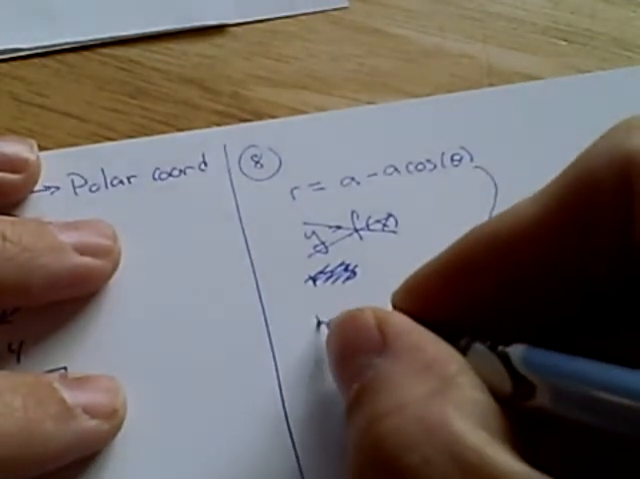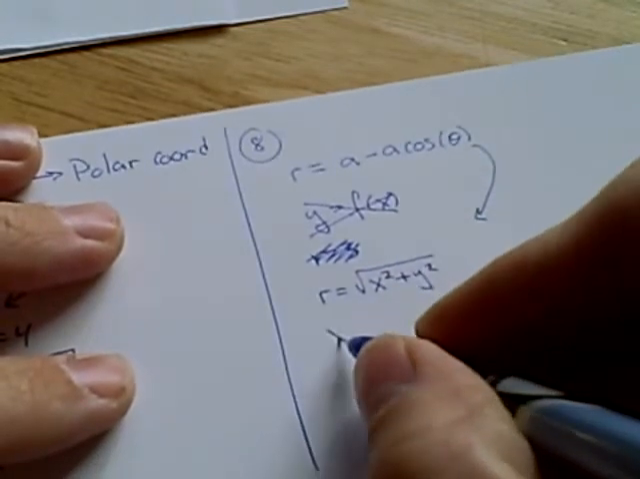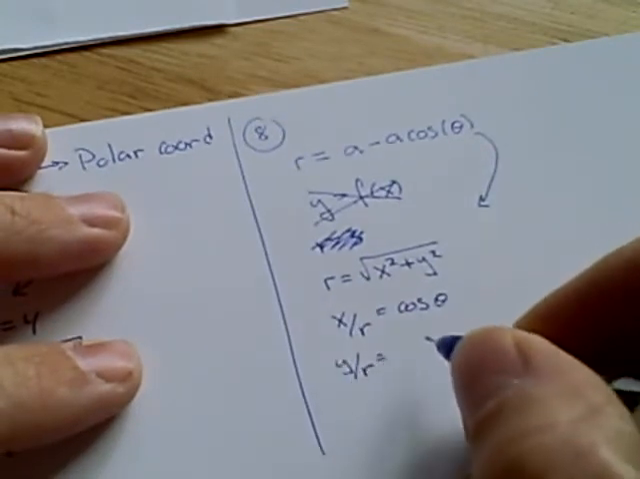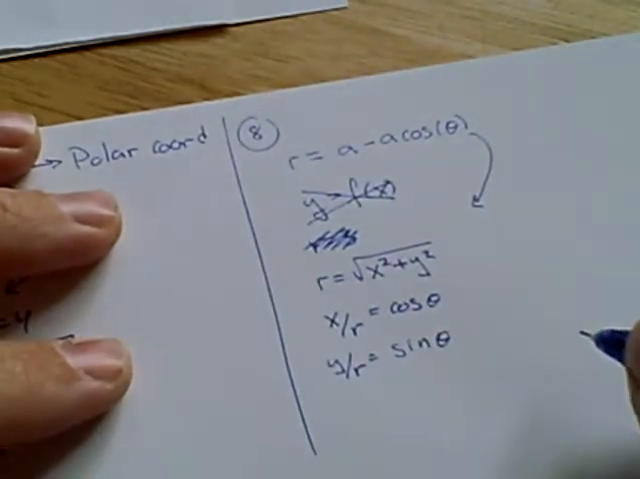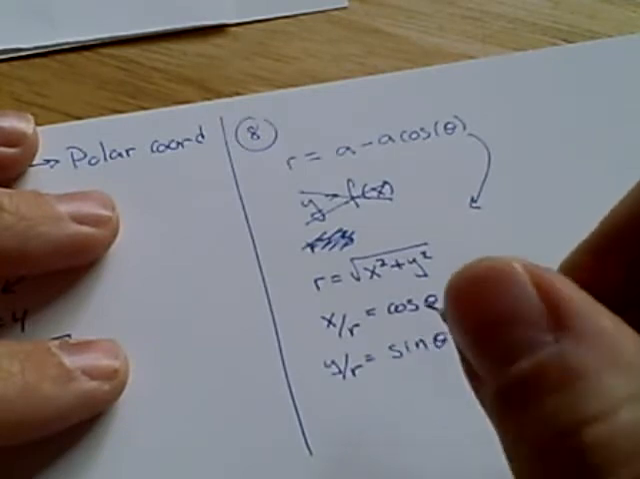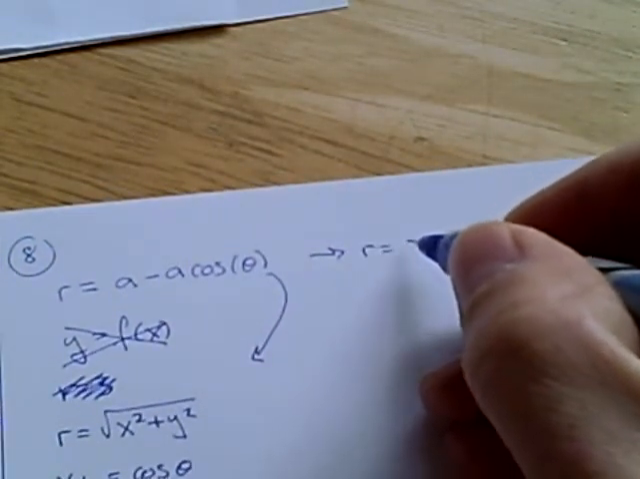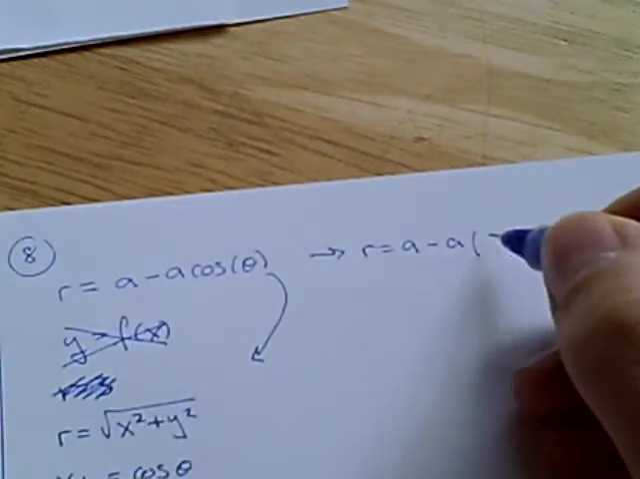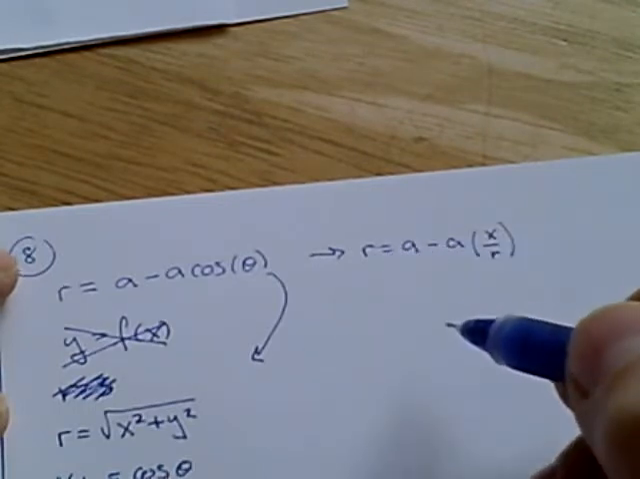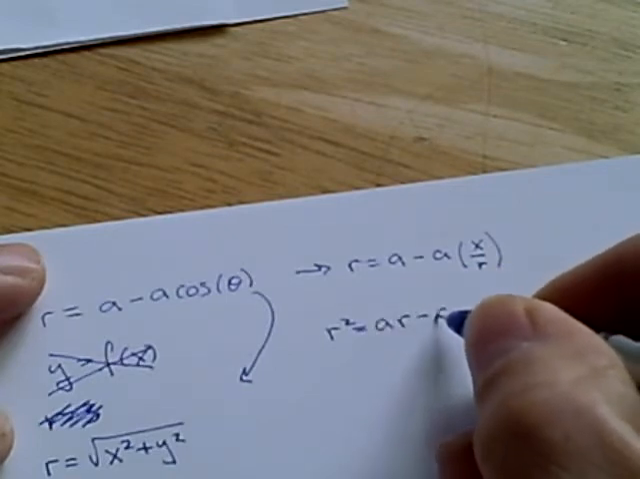Again, we've got to remember that r is the square root of x squared plus y squared, and we're also going to recall that x over r is cosine theta, and y over r is sine theta. Because these are the ways we tend to use them when we're converting from polar to rectangular. So let's start out. We have r equals a minus a x over r, and a is just a parameter. Now, if we multiply through by r, we'll have r squared equals ar minus ax.